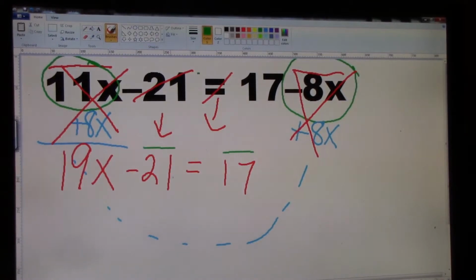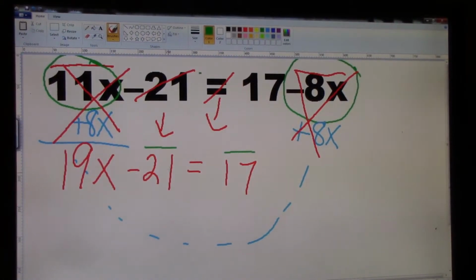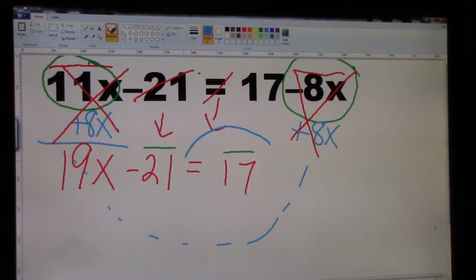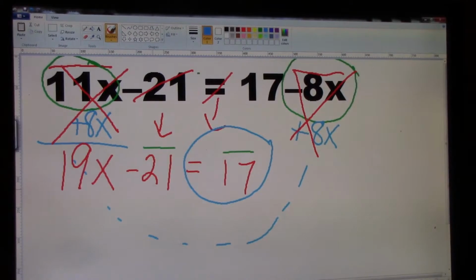Okay, now the one we do not move, I'm going to make it easy on you. The one we do not move is the number of the like term that is all by itself next to the equal sign. It's not attached to anything. And what do I mean by that? Look at the negative 21. It's attached to the 19x. Okay, 19x minus 21. So this is actually the one you move. The one that's by itself by the equal sign, it stays by itself.